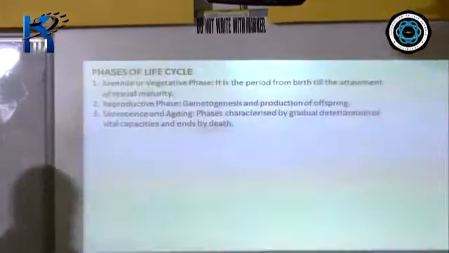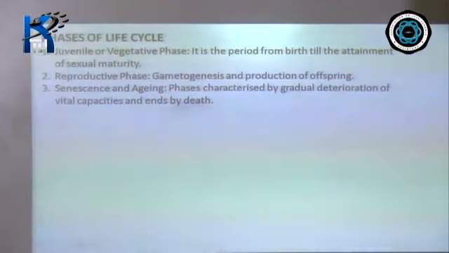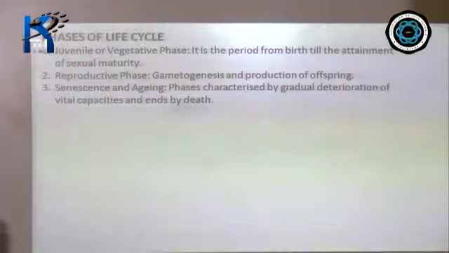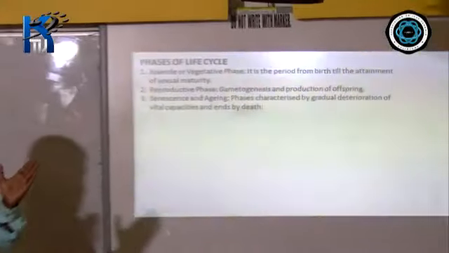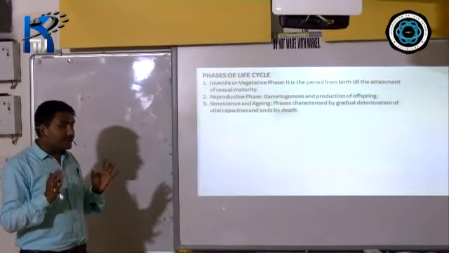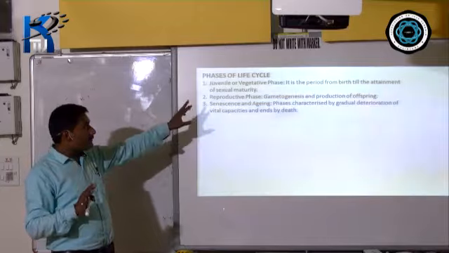So in sexual reproduction, what are the phases of life cycle? That means when an organism is born till its death, what are the different phases it comes through during its lifespan? In the first slide we have already discussed what is lifespan. Like that, in a sexually reproducing organism, what are the phases of life cycle?